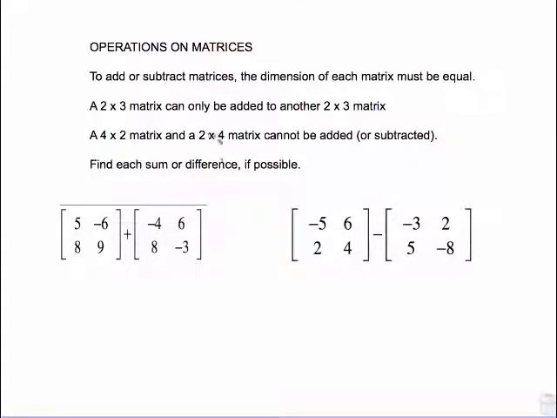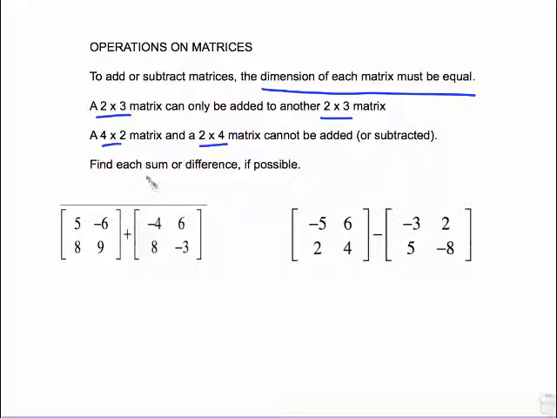Operations on matrices, adding and subtracting matrices, very easy. It is just a matter of adding position to position, but the dimension of each matrix must be equal. They have to be the same dimensions because we're going to have to add these matrices or subtract them position by position. So a 2 by 3 matrix can only be added to another 2 by 3 matrix. A 4 by 2 matrix and a 2 by 4 matrix cannot be added or subtracted. They're not the same dimension.